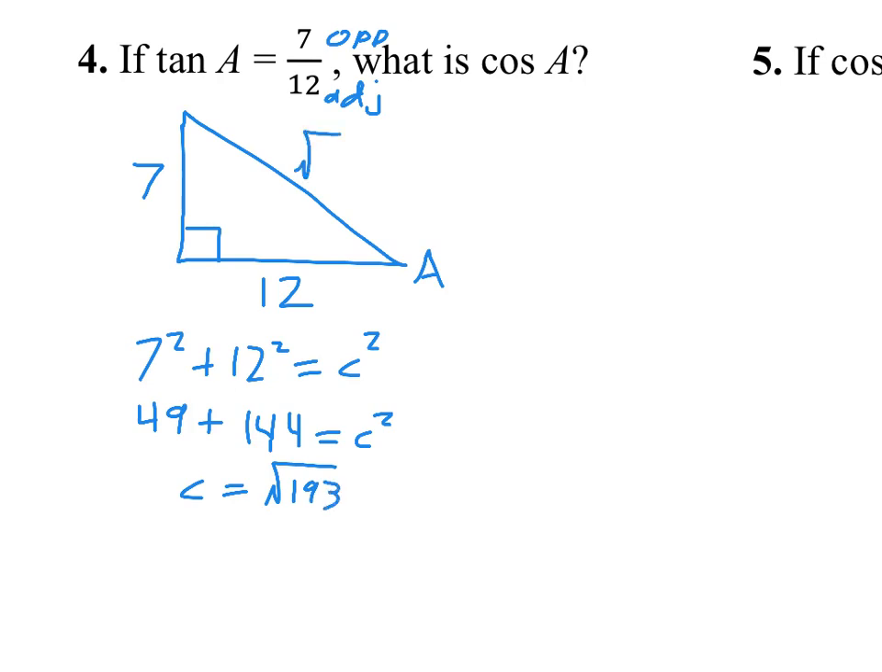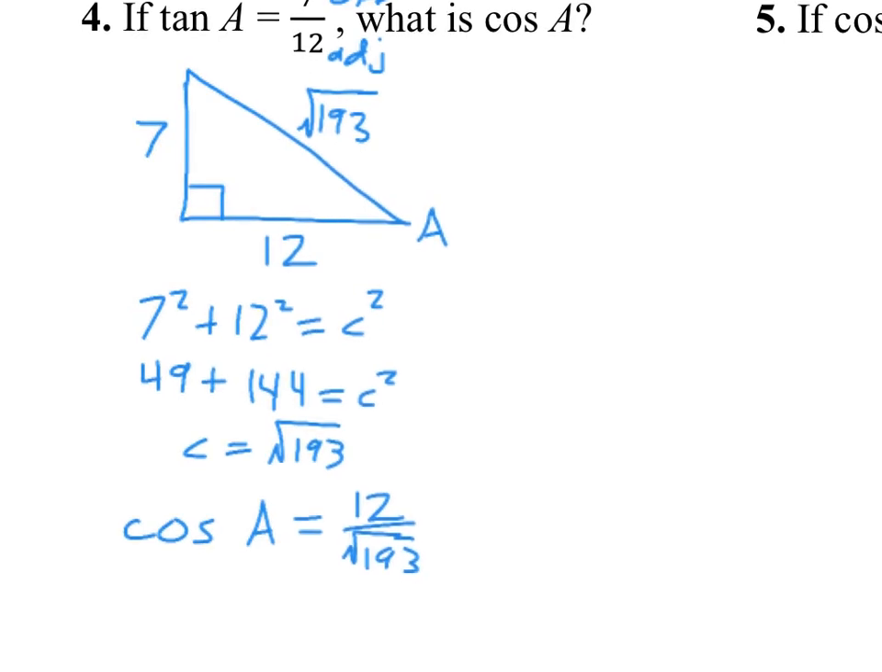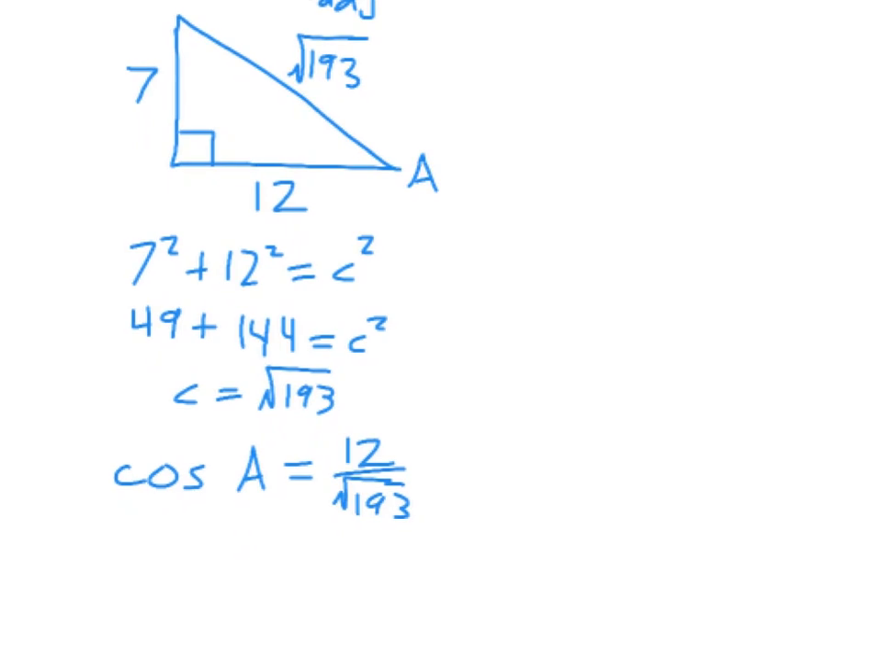And now we could answer the question. They gave us tan A, and now they want to know what cosine A is. So from angle A, we do cosine, which is adjacent over hypotenuse. So that's going to be 12 over radical 193. You are not allowed to leave a radical on the bottom. So we multiply top and bottom by radical 193.